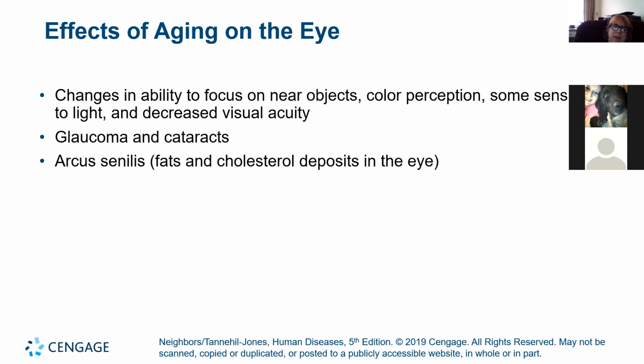So, the effects of aging on the eye. As we get older, we don't have the ability to focus on near objects, sometimes color perception changes, we become very sensitive to light, and visual acuity decreases, so the clarity and blurriness can come and go. We see a very high increase of glaucoma and cataracts in our aging population. We can also see fat and cholesterol deposits in the eye, which is called arcus senilis. That's a thing people don't talk about very much, but the eye doctor can see those inside. It's not like we can see the fat and cholesterol just externally in someone's eye.